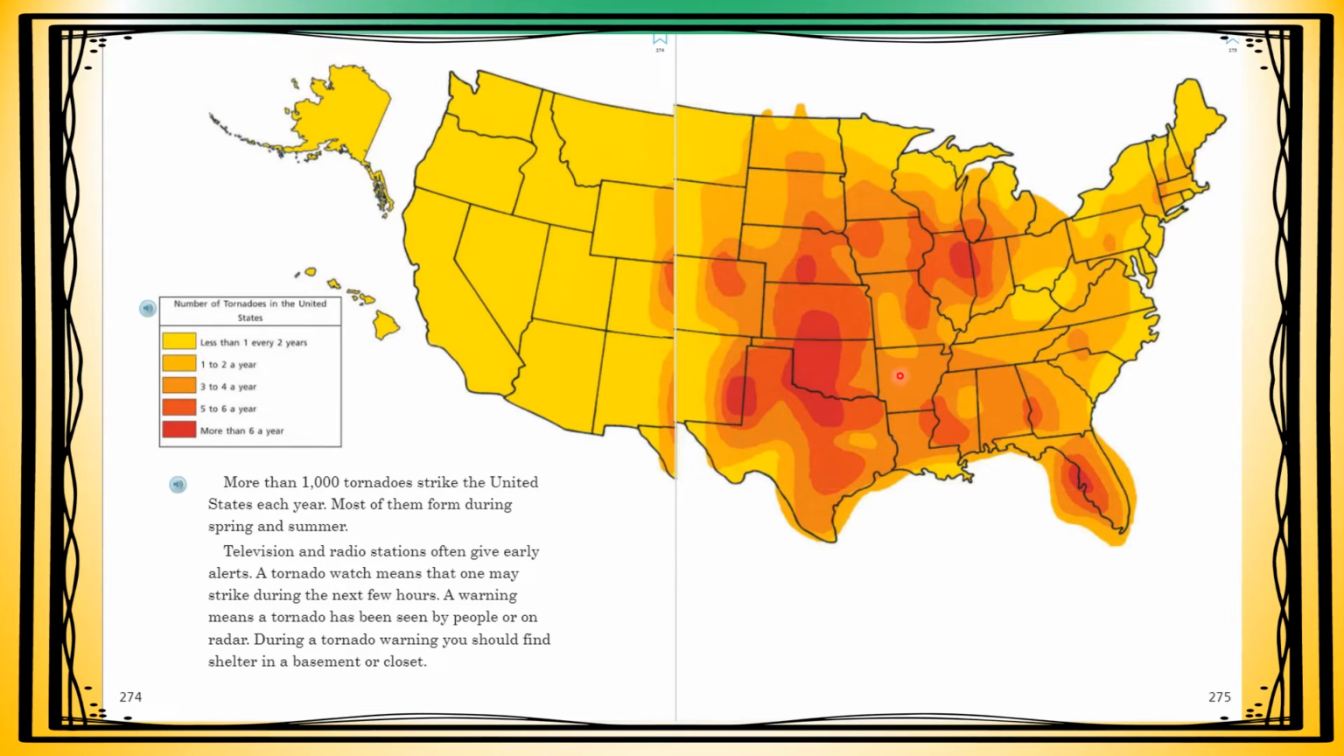This is a map, boys and girls, of the United States. And over here, it tells you the number of tornadoes in the United States. So the light yellow means there's less than one every 2 years. Okay. The darker yellow means 1 to 2 a year, 3 to 4 a year, 5 to 6 a year, more than 6 a year. Wow. Look at the areas that have more than 6 a year. And it appears to be all in the middle of the United States.